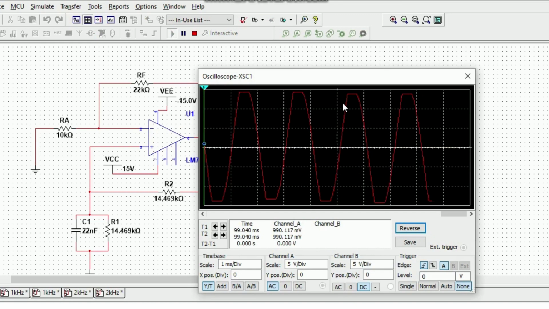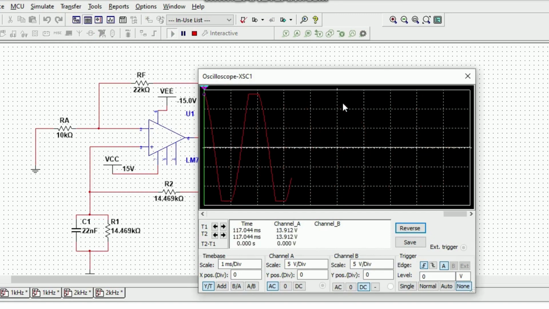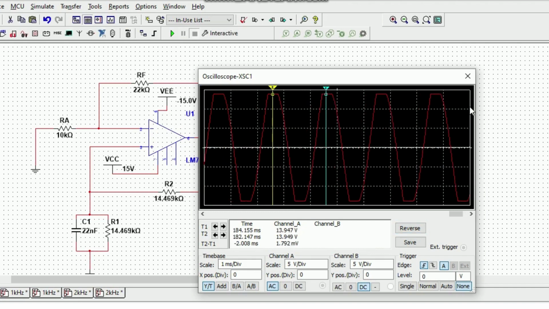The output waveform is not a perfect sine wave but has some distortions. The period of the signal is 2.008 milliseconds as shown here, and when we substitute this value into the formula f equals 1 over T, we get a frequency of about 498 Hz, which is very near to our targeted frequency of 500 Hz.